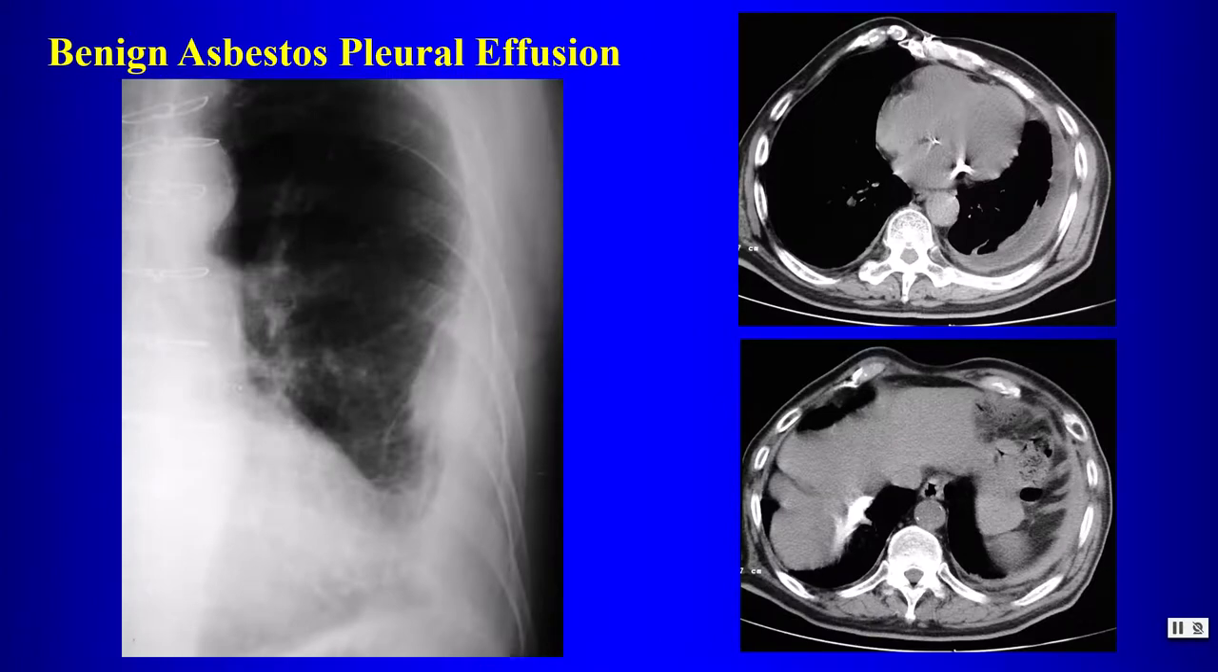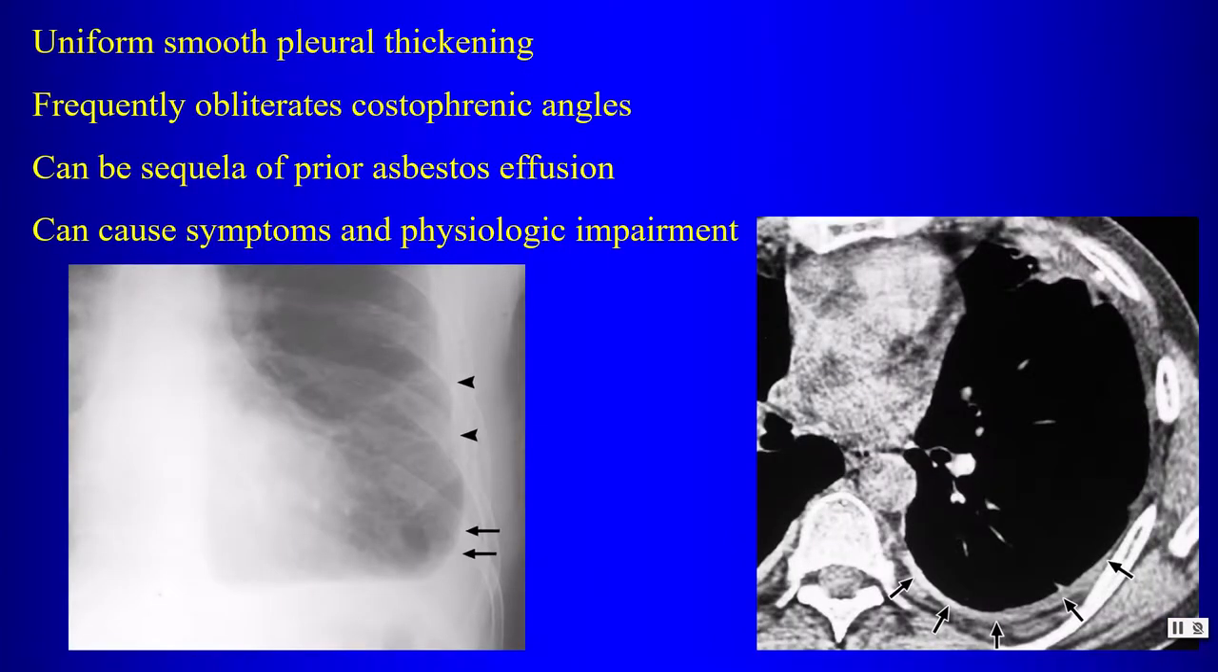So with a benign asbestos effusion, you can have loculated effusions here, pleural thickening. But the clue, if you have it, can be helpful. The clue of asbestos exposure, in this case, we have the calcified pleural plaque. These diaphragmatic calcified plaques are very characteristic of asbestos exposure. Pleural thickening can also occur as a sequela of the effusion, can obliterate the costophrenic angle, often smooth, and if it gets extensive enough, can cause physiological impairment.